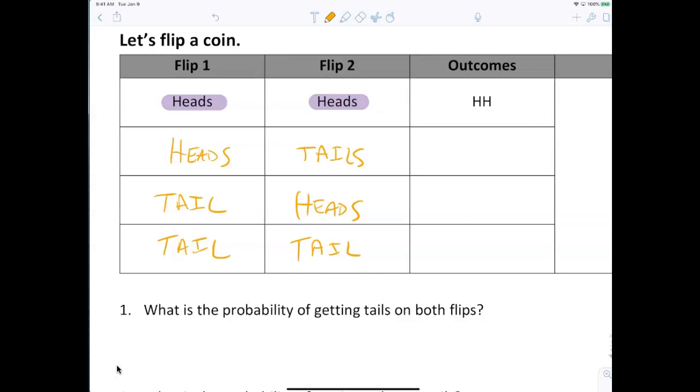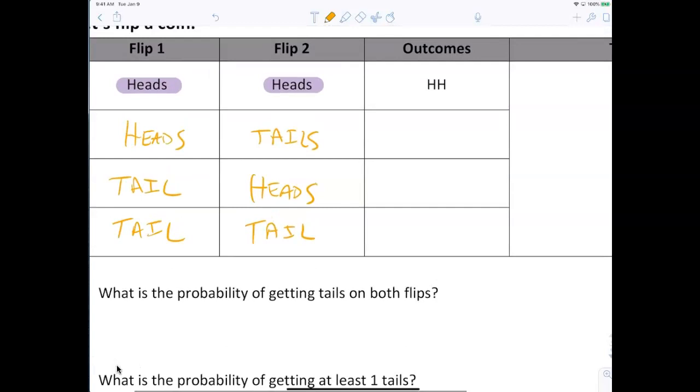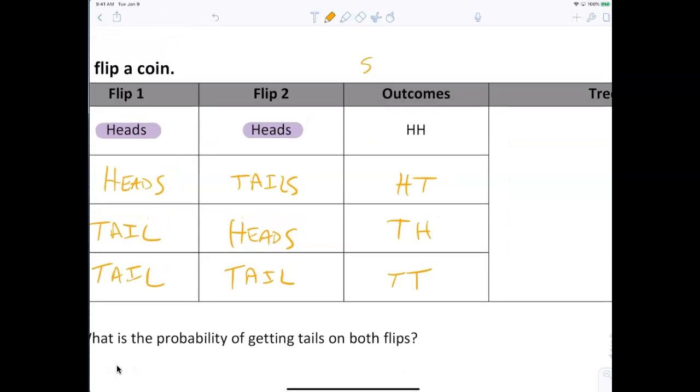No. So the outcomes would be H, H, H, T, T, H, or what? T, T. This right here is called the sample space. That is the entire possible outcome of flipping two coins. What? Aren't two of them the same? No, they are not. They are not the same. All right, definitely not the same.